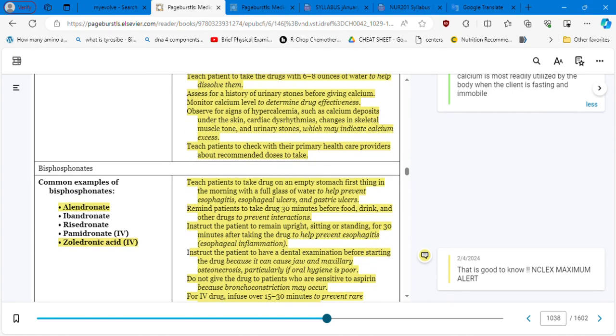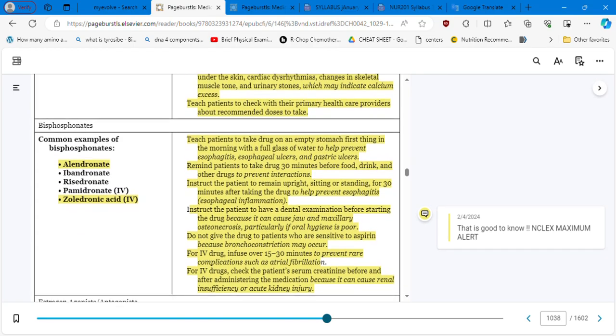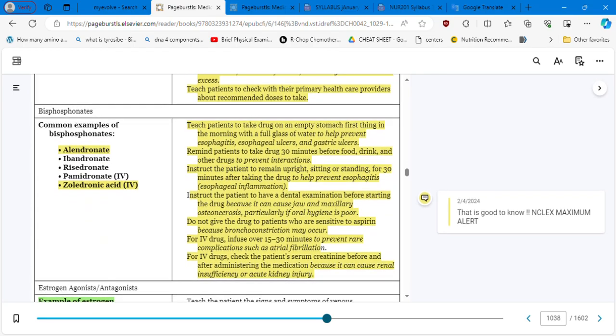Now we have the bisphosphonates. The most popular are alendronate and zoledronic acid, but this last one that I just mentioned is given IV. The alendronate is going to be given orally, right? This is good to know. This is NCLEX maximum alert: bisphosphonates.